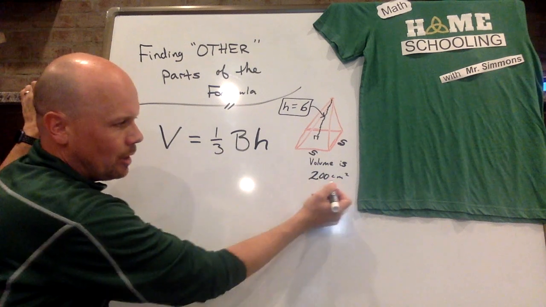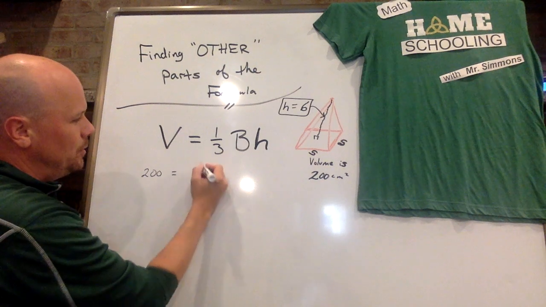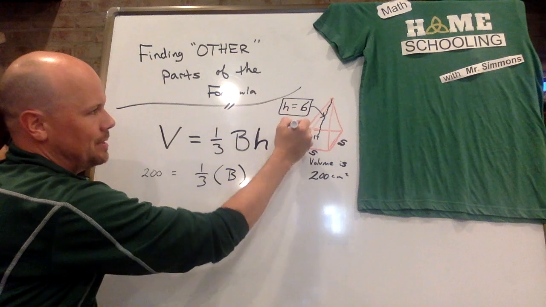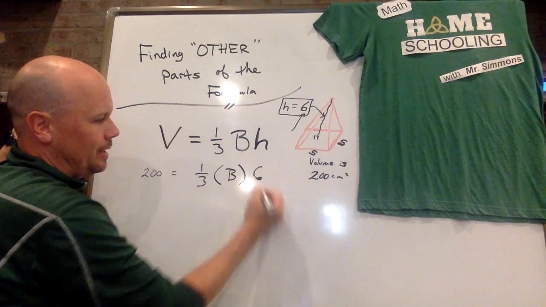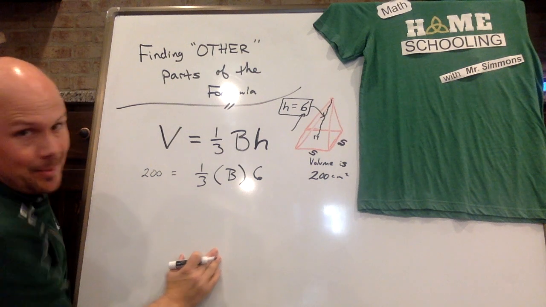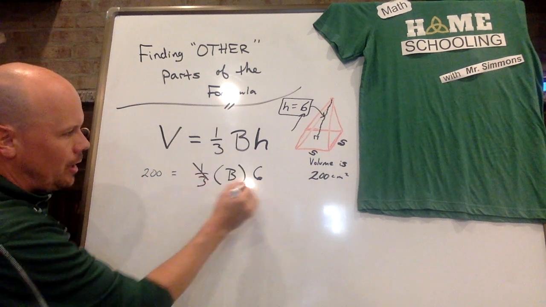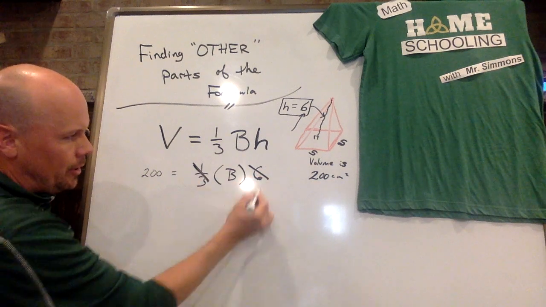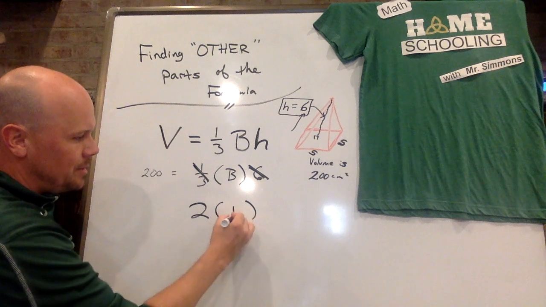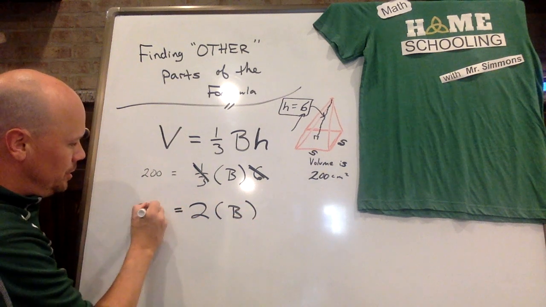So if I'm told the volume is 200, I'm plugging that in for the volume. I'm setting that equal to 1/3 times the area of the base times the height, and I was told the height is 6. So now I can solve and figure out what that area of the base has to be. I can do 1/3 times 6. Well, 1/3 of 6 is equal to 2, which means 2 times the area of the base has to be equal to 200.